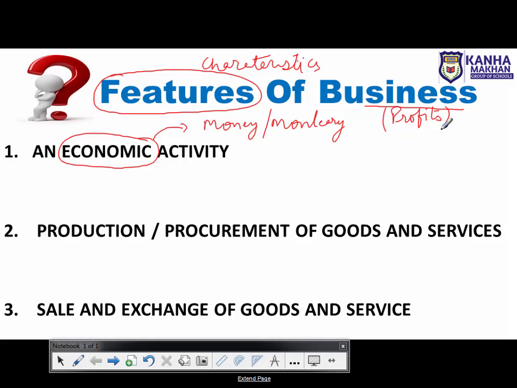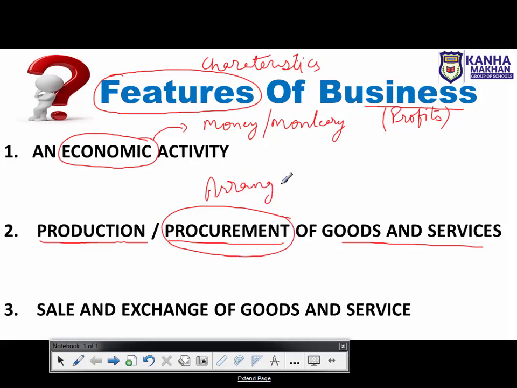Moving towards the second feature, business is concerned with production or procurement of goods and services. Procurement basically means arrangement, arranging for the resources. Business is all about production. Production means the business takes raw material and converts it into finished goods. That complete process from raw material to finished good comes under production.